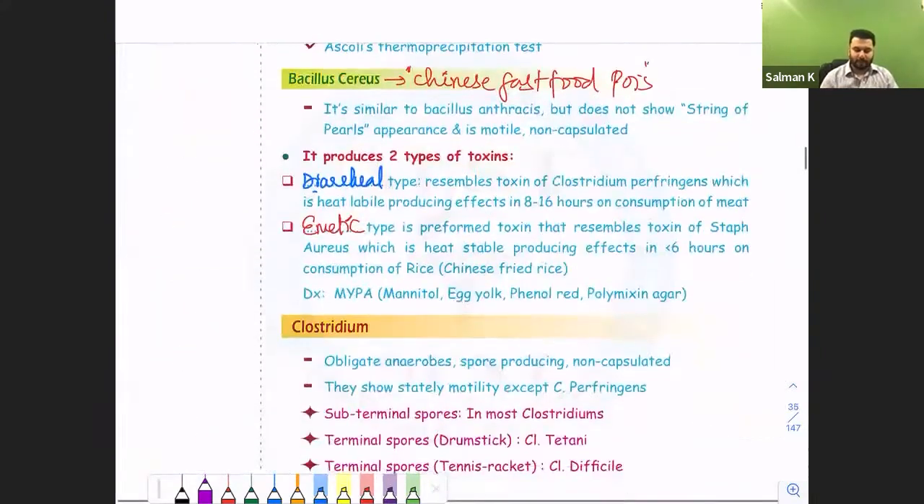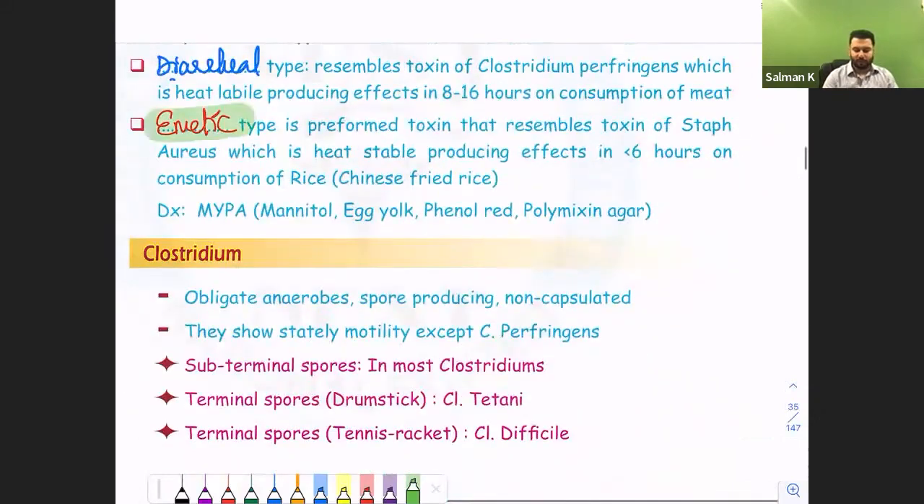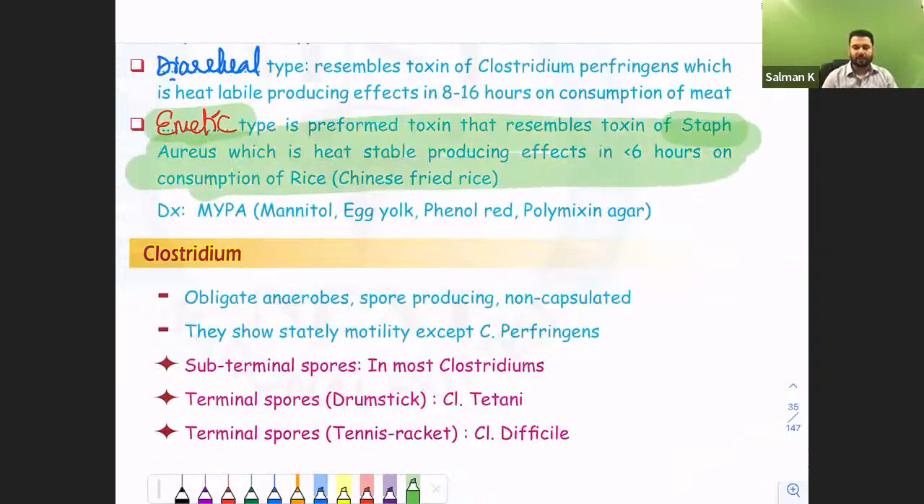Okay. Next, Bacillus cereus, one word: Chinese fried rice food poisoning. It mimics Staph aureus in every aspect, the emetic form as well as heat stable toxin. So that's all you're going to need to know here. Next.